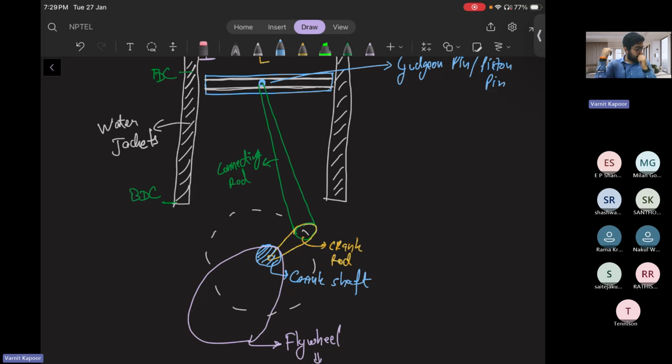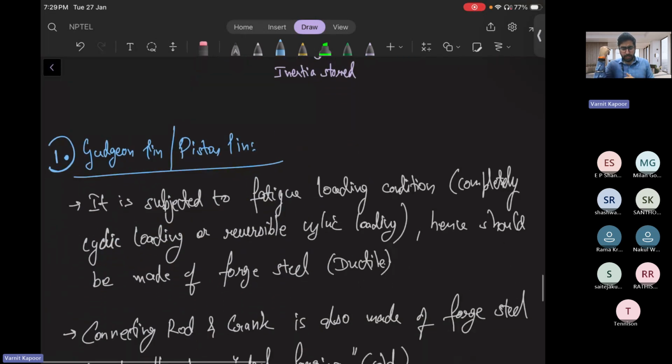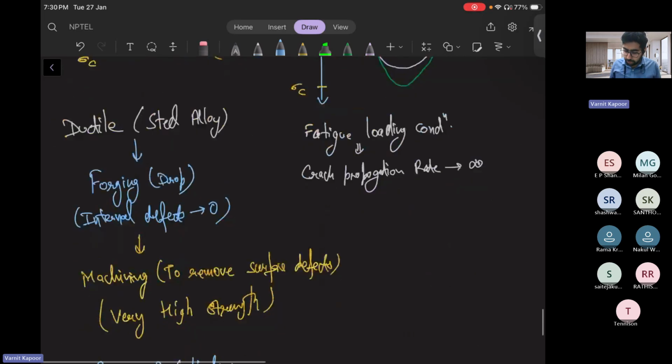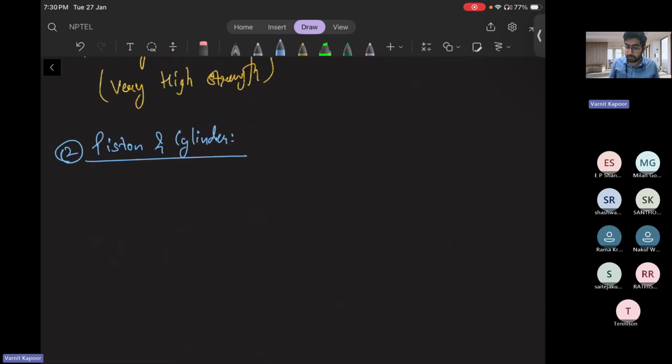There is one point I can speak up on: how you can make a ductile material brittle is by adding some silicon. If you add some silicon, you can make a ductile material like stainless steel into a brittle material. Now let's come to the piston and cylinder, which I was saying.